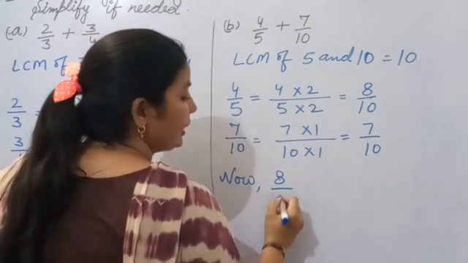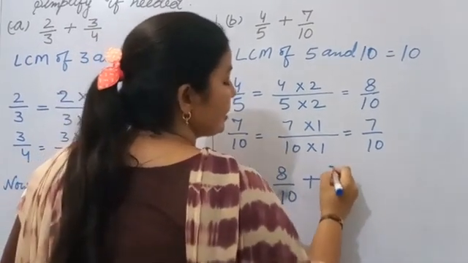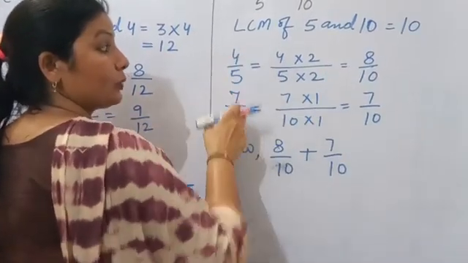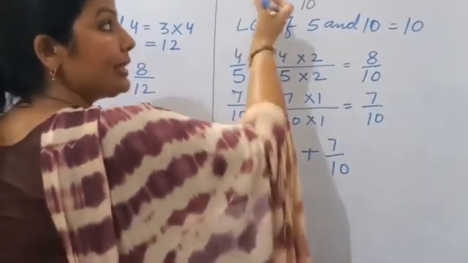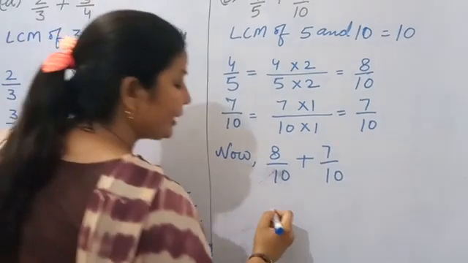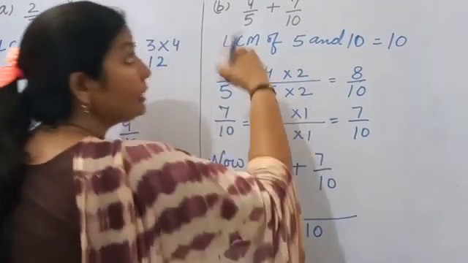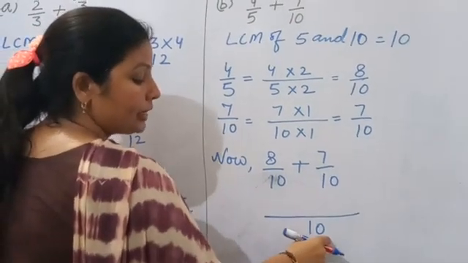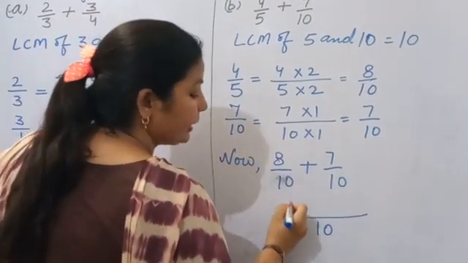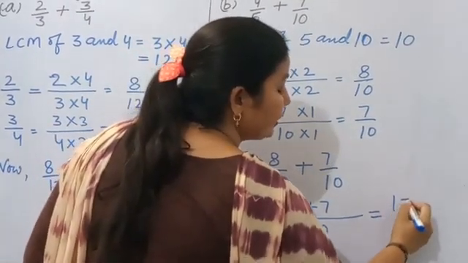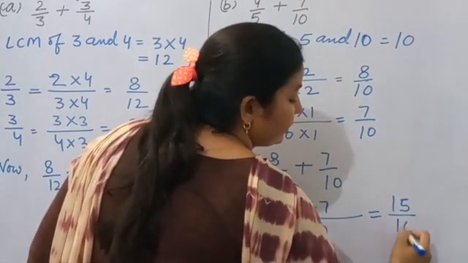So 8 upon 10 plus 7 upon 10. सेम डिनोमिनेटर वालों को ऐड करना है, ना कि इनको. ओरिजिनल तो आपके पास पहले से ही थी. ओके. Now we take here LCM 10. LCM मतलब common denominator. So common denominator is 10. Now here is 8 plus 7. 8 plus 7, 15 upon 10.